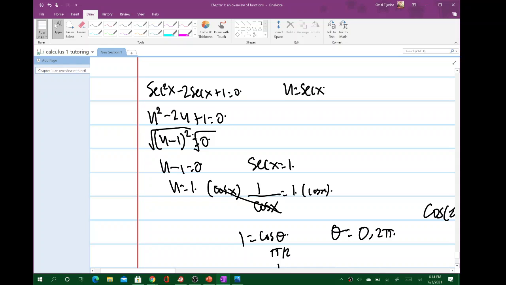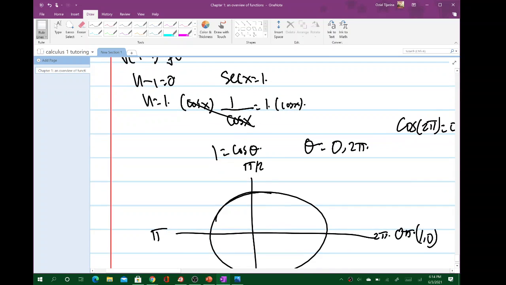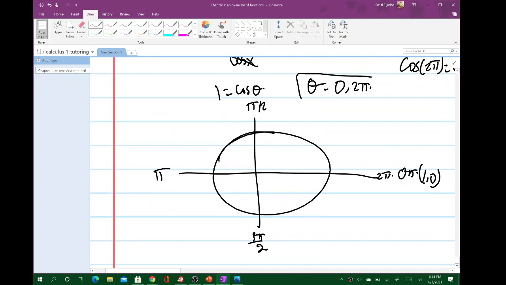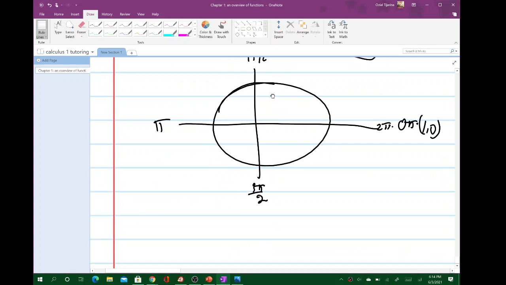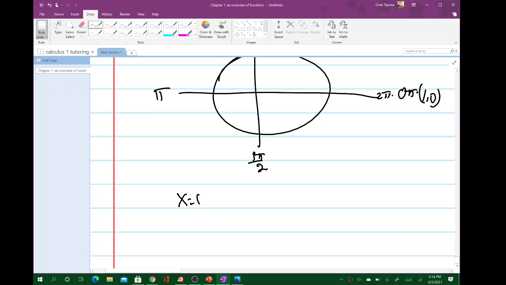So, in reality, the answer is 0 and 2 pi radians as your theta, or as your x. So basically here, x equals 0, 2 pi. Or 0 and 2 pi, really.